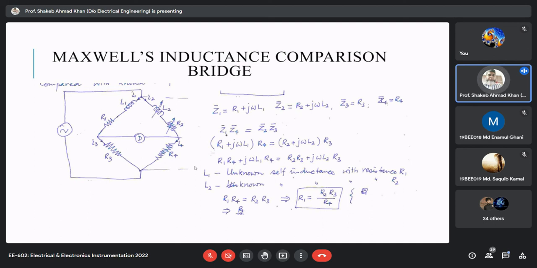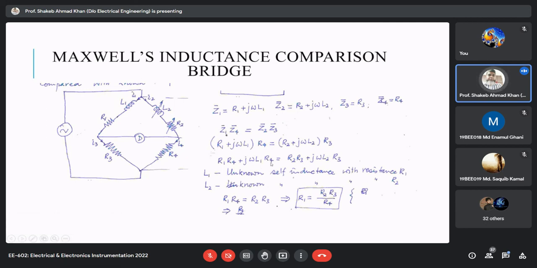So first of all, whenever you are dealing with a bridge circuit, draw the bridge circuit. It's the best strategy. Then write the arm impedances. I have written arm 1 impedance R1 plus j omega L1, arm 2 R2 plus j omega L2, Z3 is R3 and Z4 is R4. Now the balance equation, you know, is Z1 into Z4 is equal to Z2 into Z3. Now write these equations and then simplify.